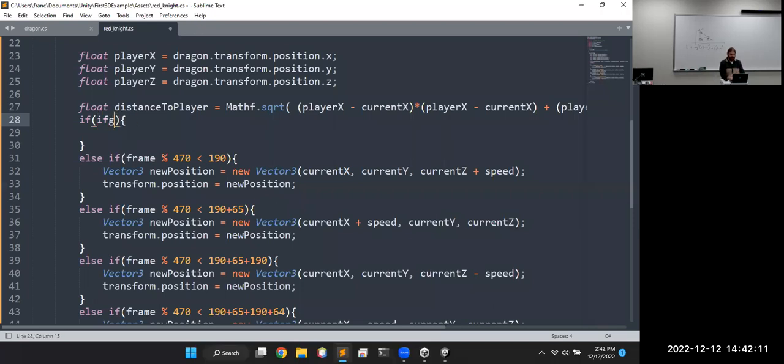And that's if, oh, already have it. If distance to player is less than our distance threshold, then we want to move towards the player. We want to specifically move in that direction.